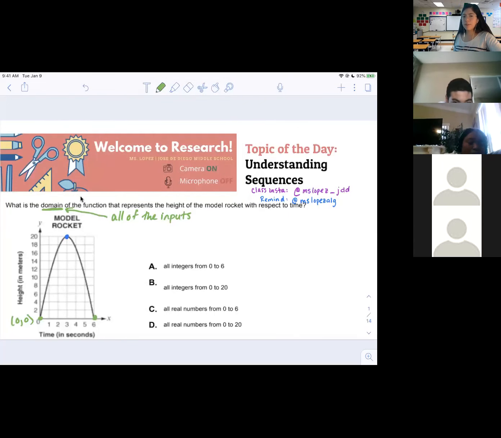What's the coordinate point for 6? On that 6, what's the full coordinate point? 0, 6. 6, 0. Is it 6, 0 or 0, 6? I'm getting like two different answers.